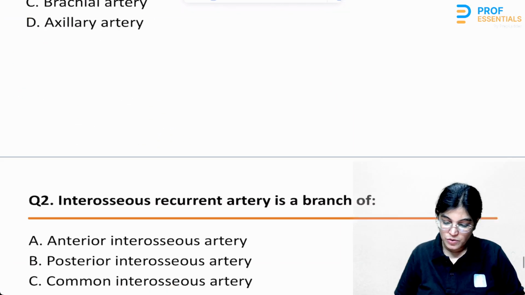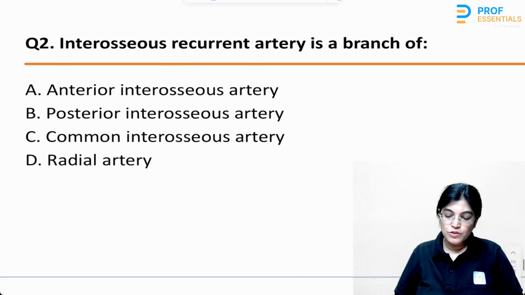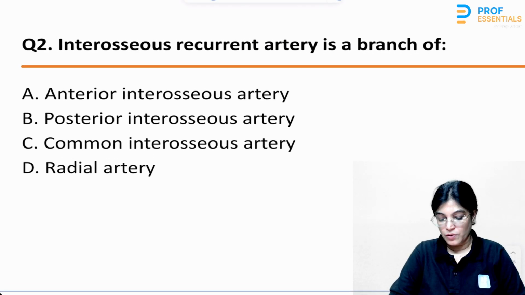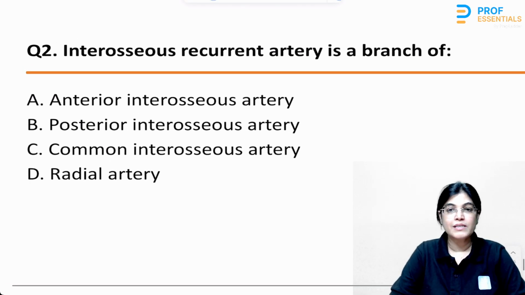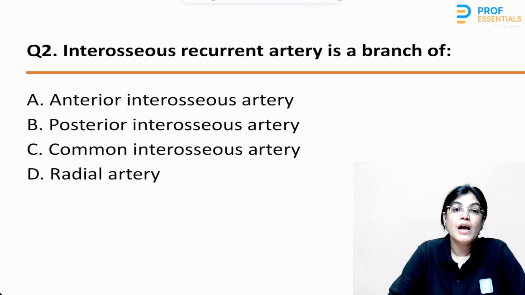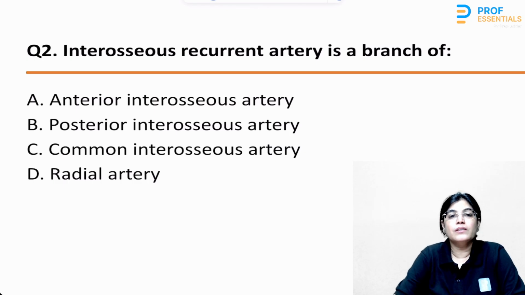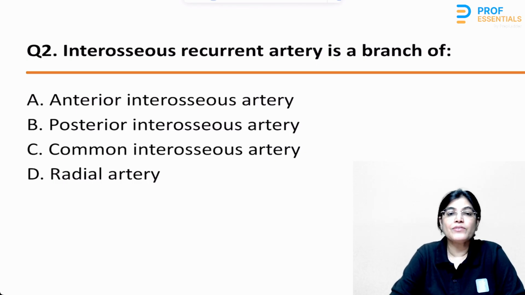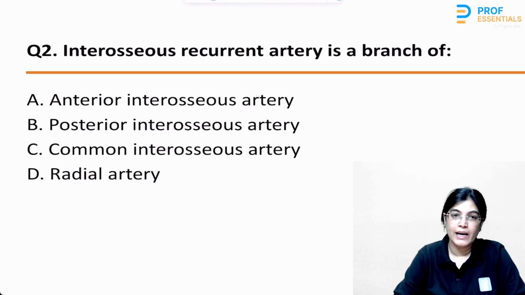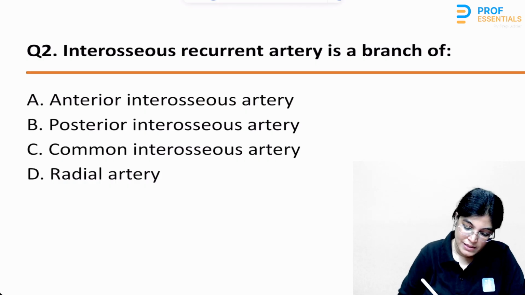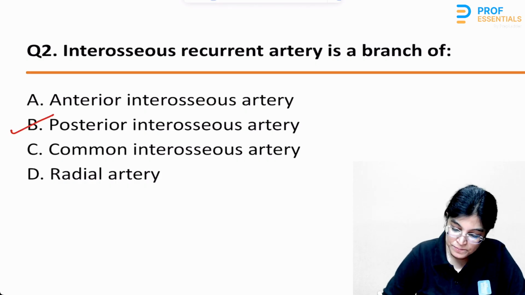Now coming to the next question. Interosseous recurrent artery is a branch of which of the following arteries? Anterior interosseous artery, posterior interosseous artery, common interosseous artery, or radial artery? And the right answer is posterior interosseous artery.